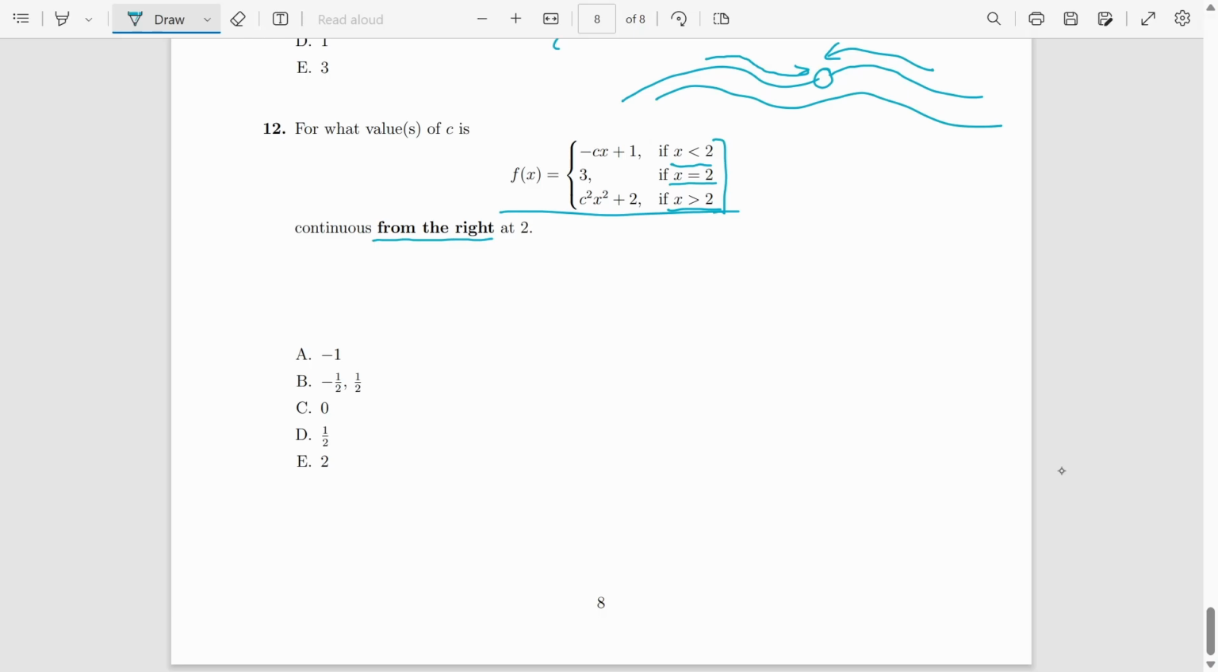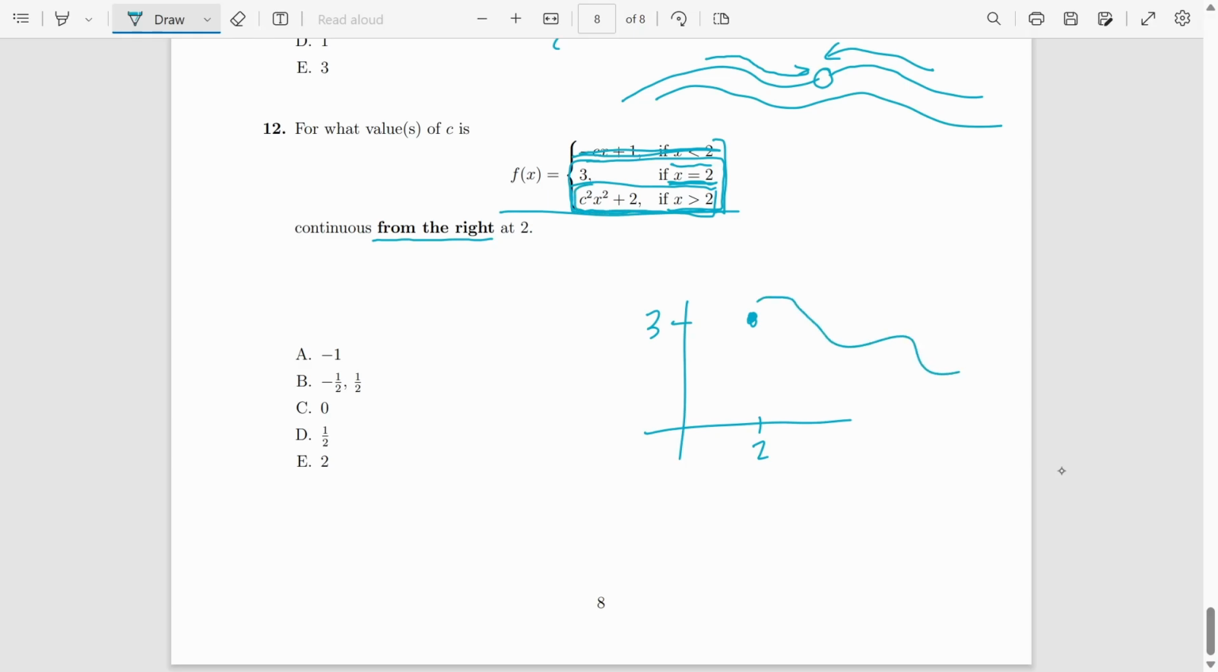So whenever it's greater than 2, we are really just concerned with these two pieces here. We don't really have to pay much attention to this one up here, where x is less than 2. So what it wants is it's defined at one point that it told us. So when x equals 2, then the function equals 3. It's defined like that.